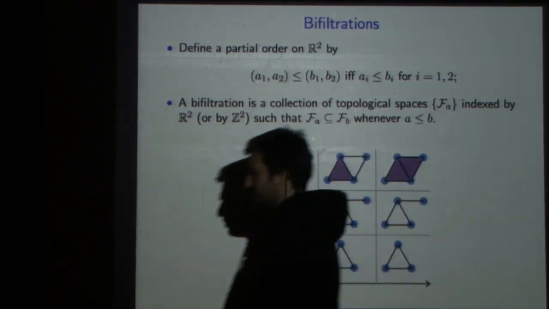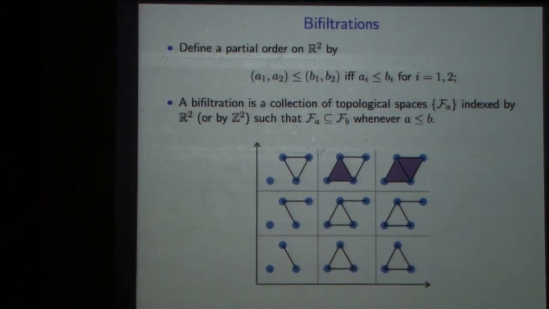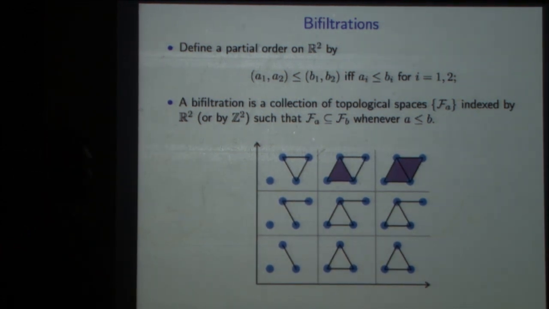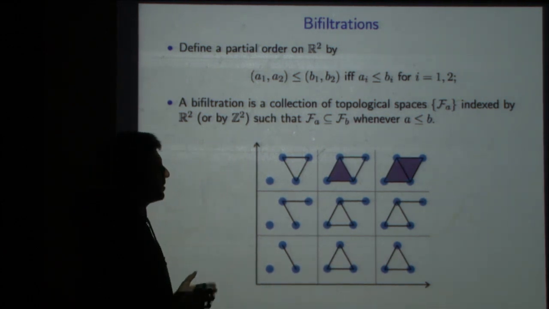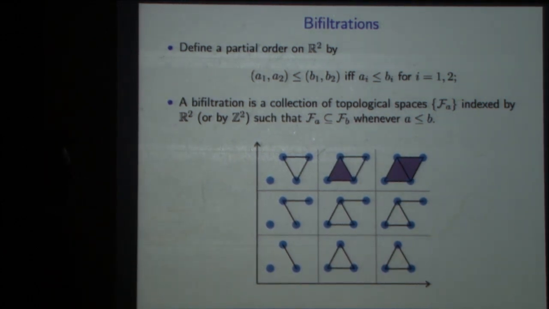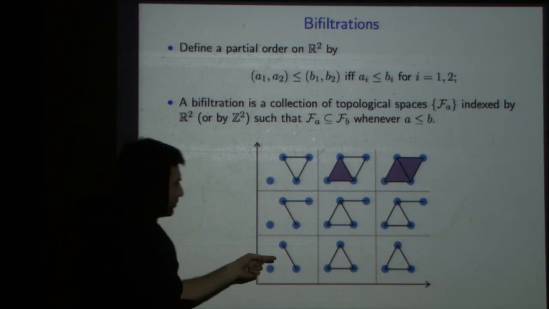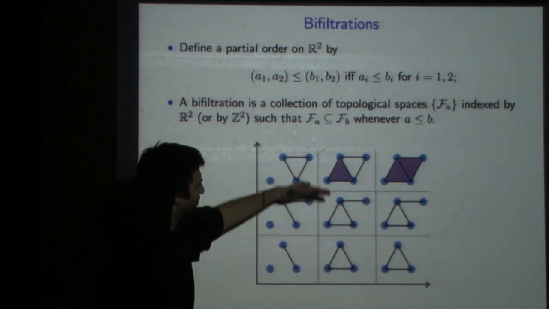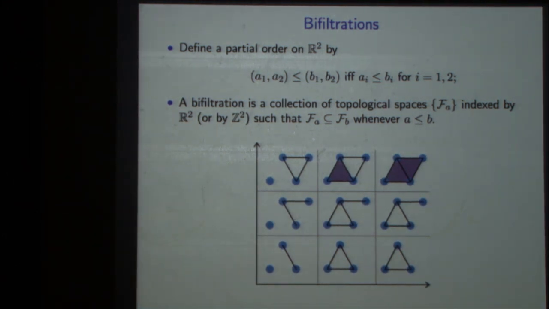So then a bifiltration is a collection of topological spaces, either indexed by R² or by Z², such that the space at index A sits inside of the space at index B whenever A is less than or equal to B. So if you look at this picture, here's my 2-parameter family. This is part of a filtration indexed by Z². If I move to the right, my spaces get bigger, or at least they don't get smaller. And if I move up, the same is true. So this is a well-defined bifiltration.